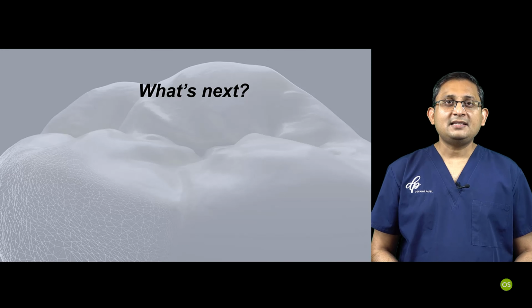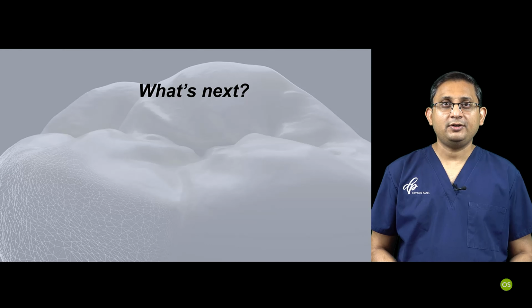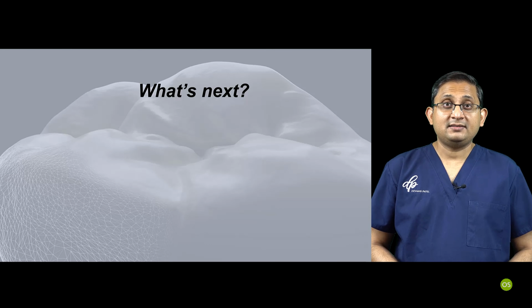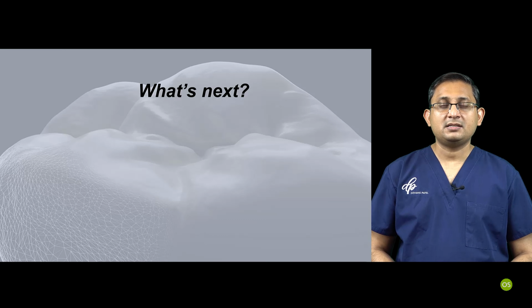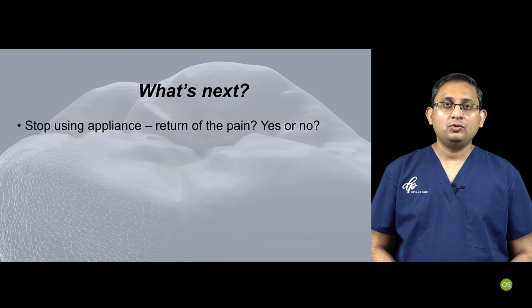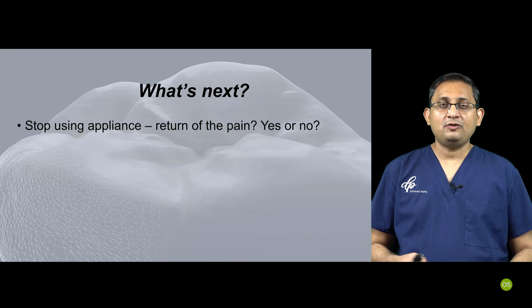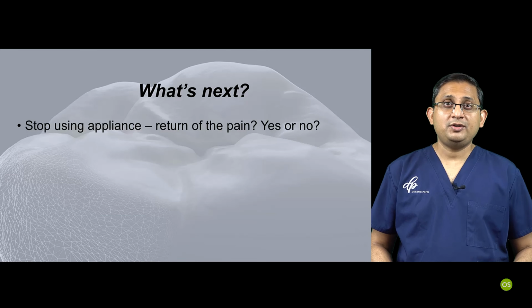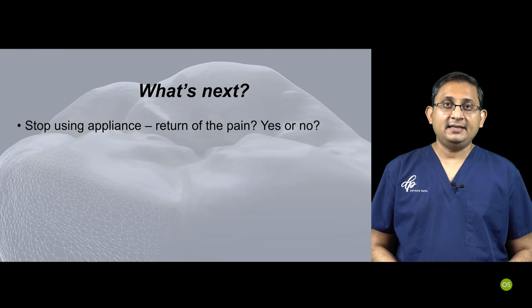So let's say a patient comes to you with pain. You said, okay, it's a muscle pain, let's say, and you have given the patient a stabilization splint. The patient comes back to you and says, oh, doc, I don't have any pain, thank you very much for helping me. So what do we do next?